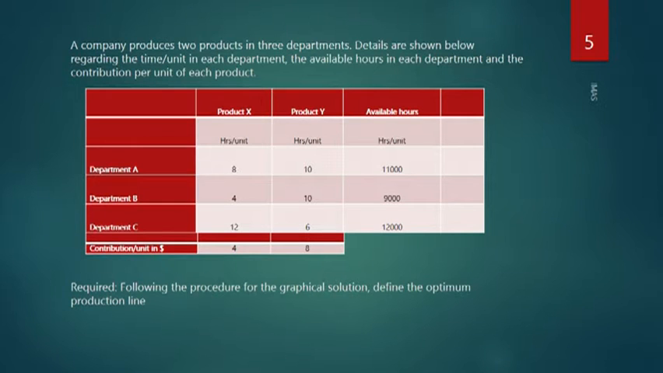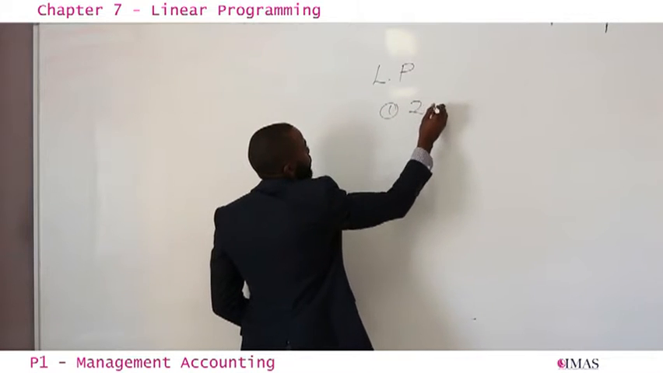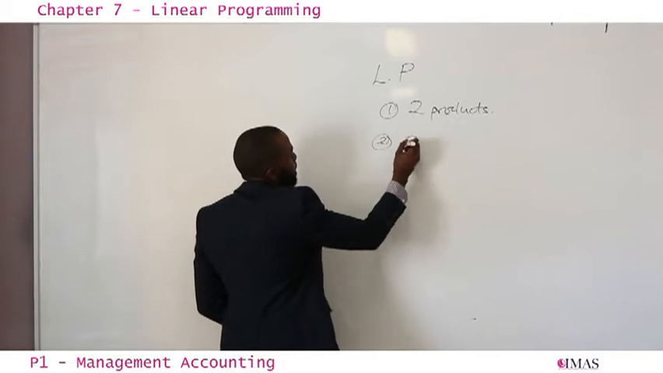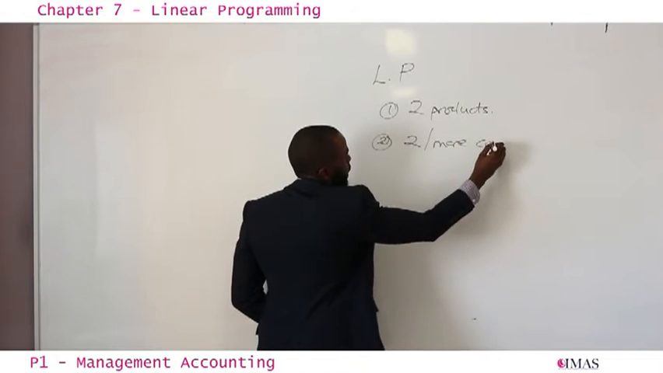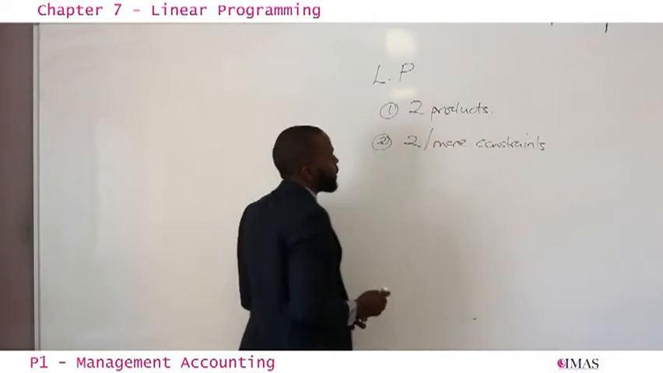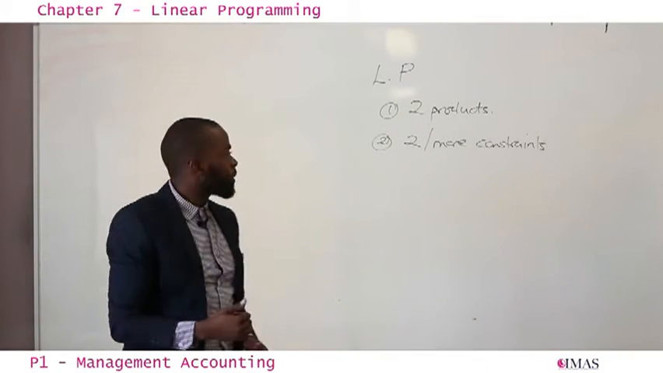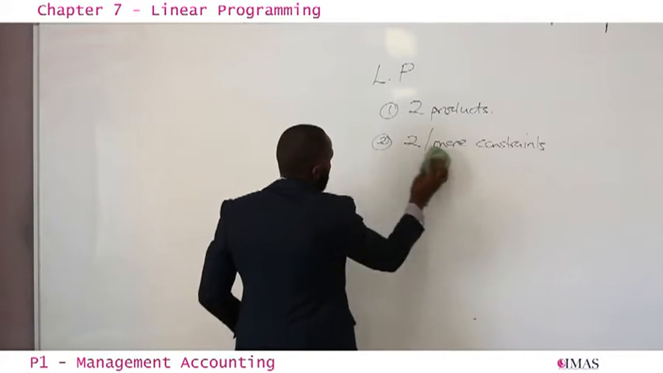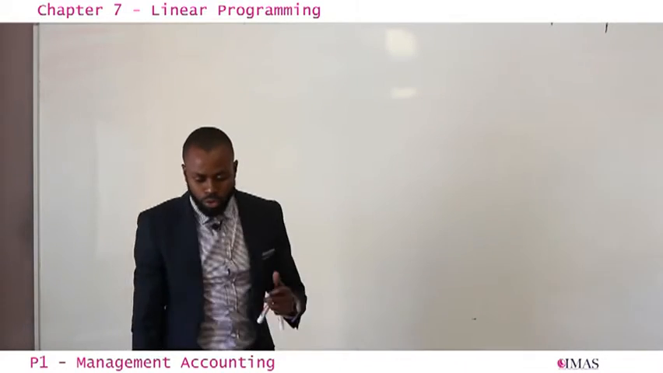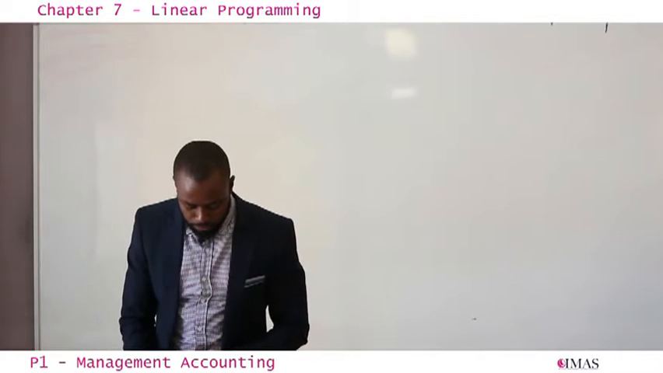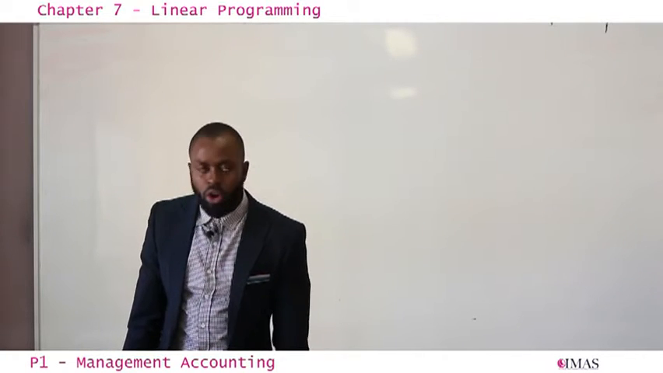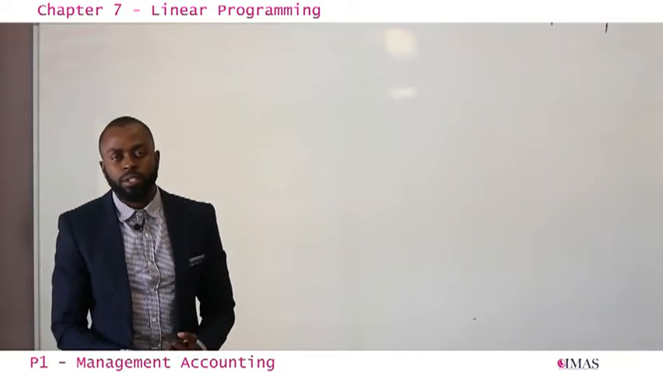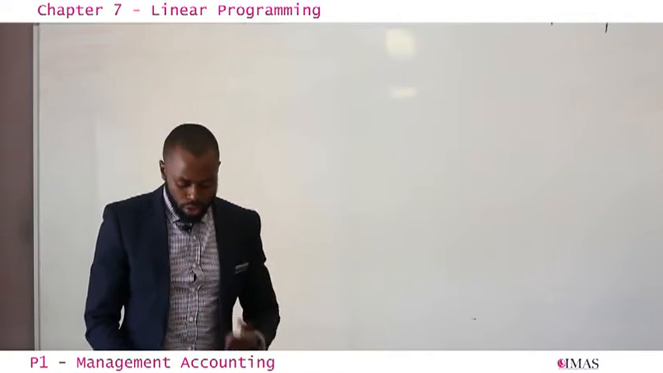To recap, we use linear programming when we have 2 products. For the syllabus, it can only be 2 products. Then there have to be 2 or more constraints. In linear programming, we call them constraints; in limiting factor analysis, we call them limiting factors. This is very important. Looking at this question, we have 2 products and 3 constraints. Our aim is to find the optimum production line, which means we want to maximize profit. With linear programming, we are either maximizing profit or minimizing cost.